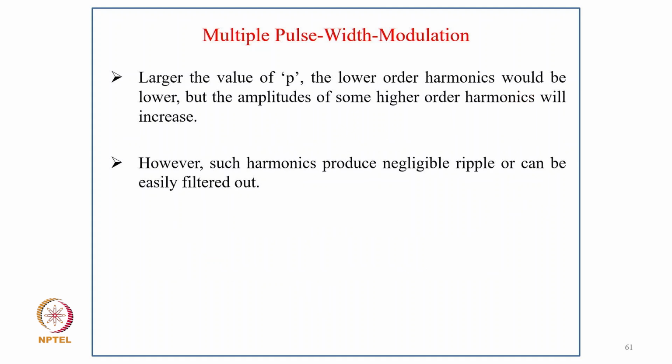So the larger the value of P, the lower the order of harmonics will be, but the amplitude of some higher order harmonics will increase. However, such harmonics produce negligible ripple or can be easily filtered out.